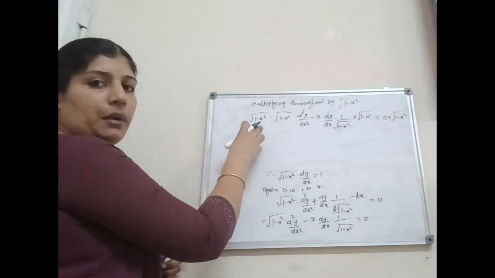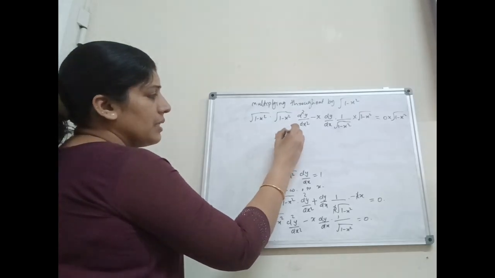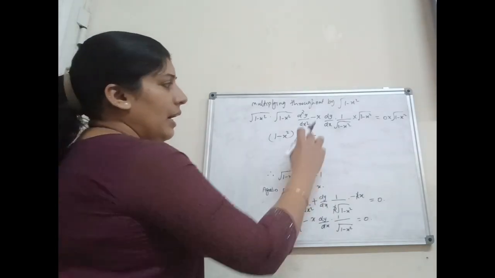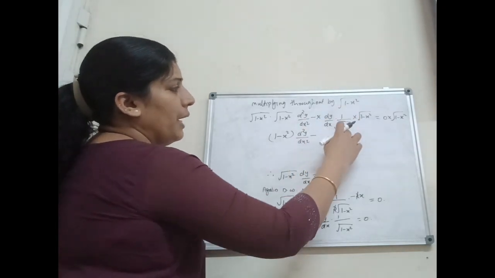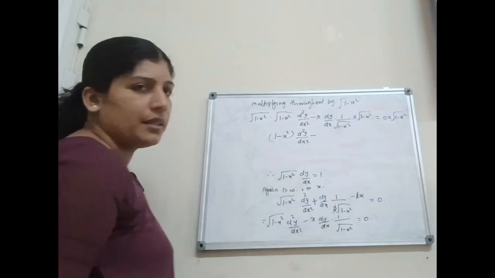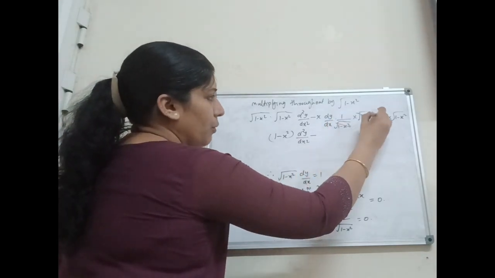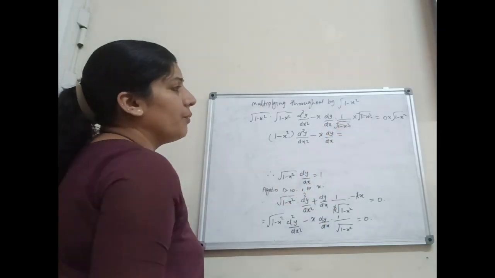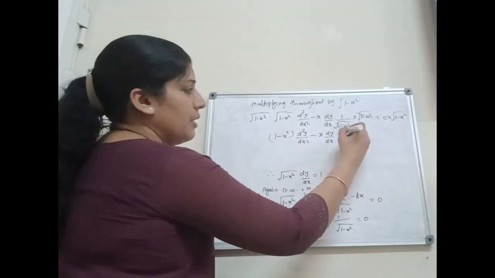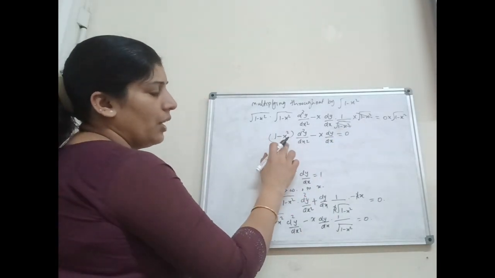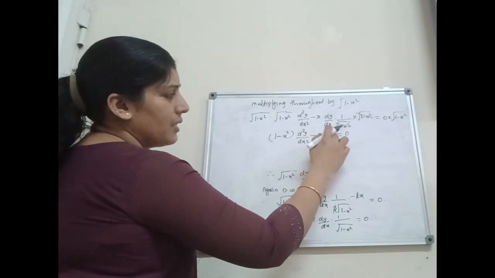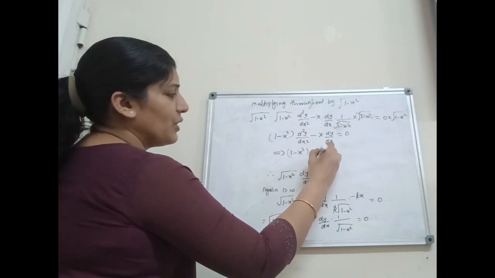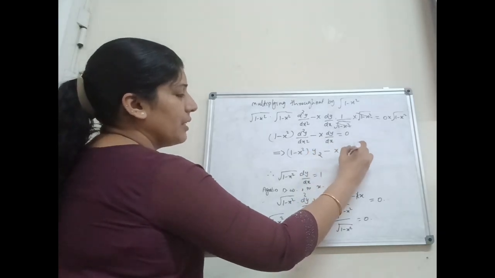Now here root of 1 minus x square into root of 1 minus x square, that is 1 minus x square into d square y by dx square, then minus x into dy by dx into 1 by root of 1 minus x square into root of 1 minus x square. Here root of 1 minus x square, root of 1 minus x square cancelled. Therefore, minus x into dy by dx equal to 0 into any number, the value will be 0. That is 1 minus x square into d square y by dx square minus x into dy by dx equal to 0. That implies 1 minus x square into d square y by dx square is y2, minus x into dy by dx is y1, equal to 0.